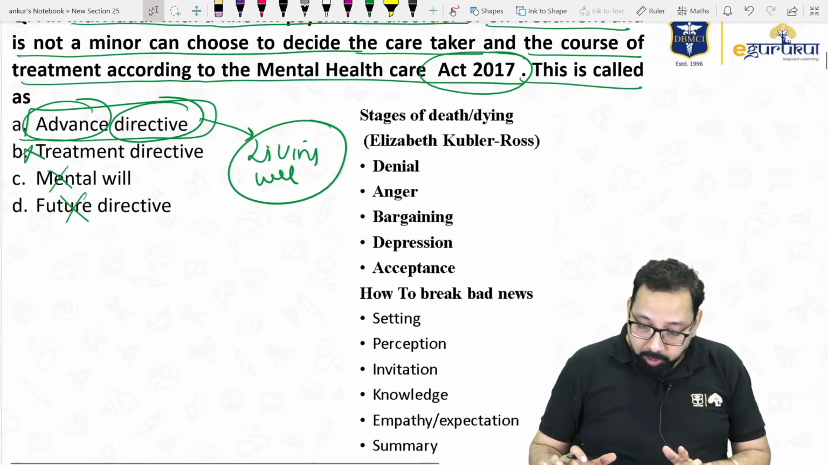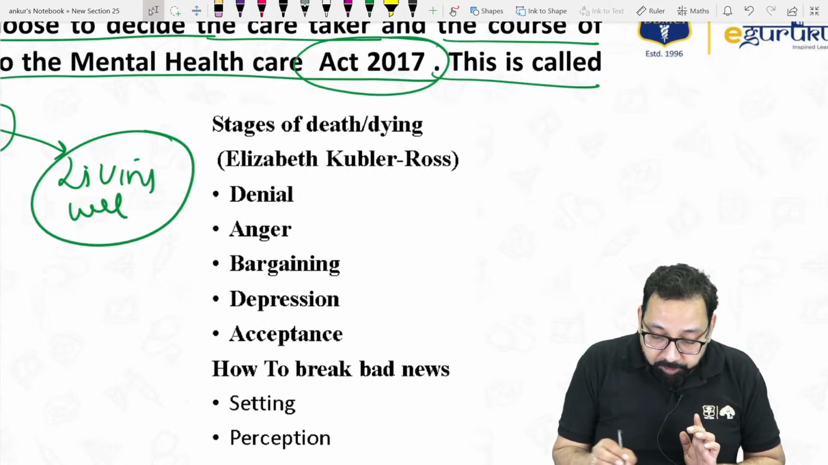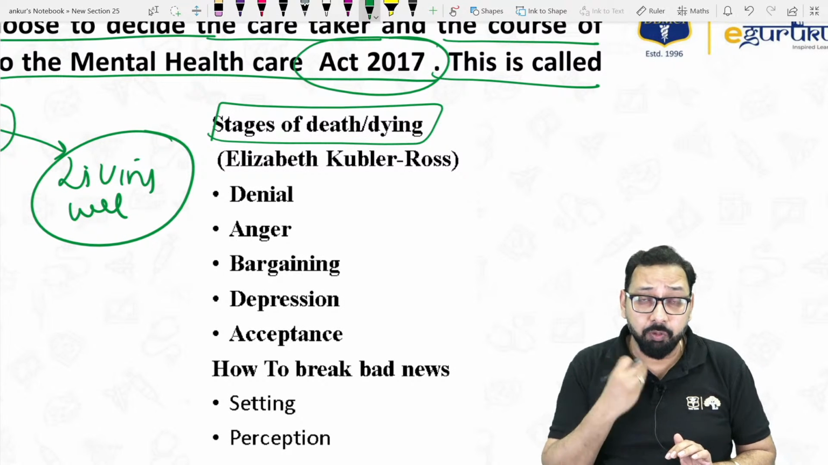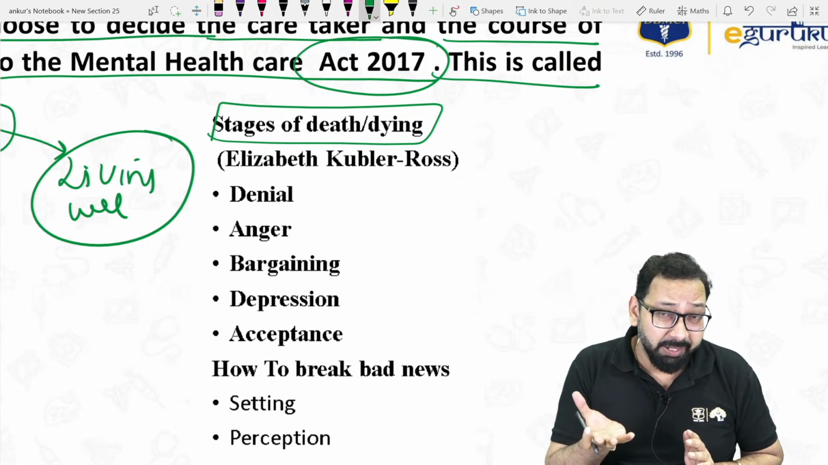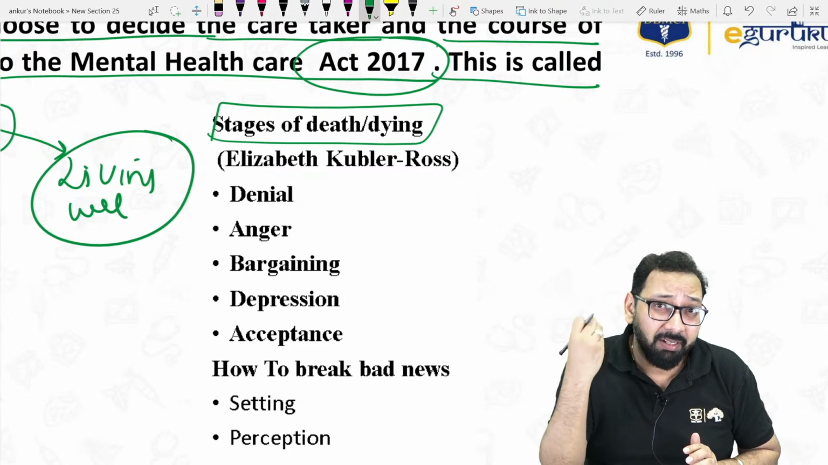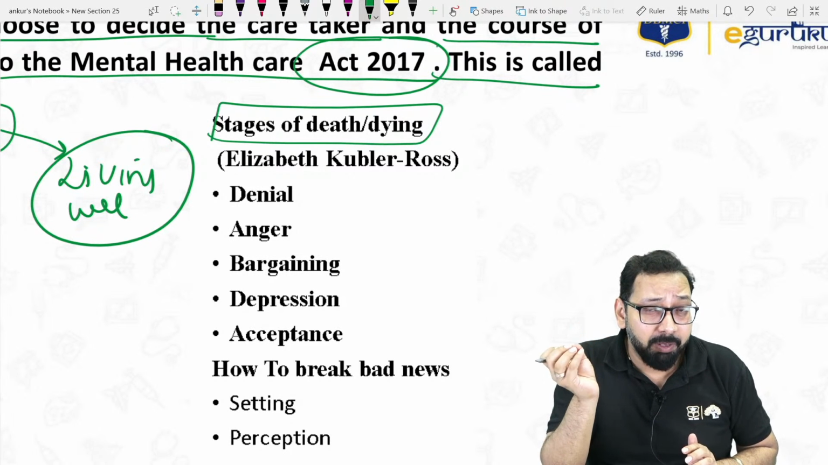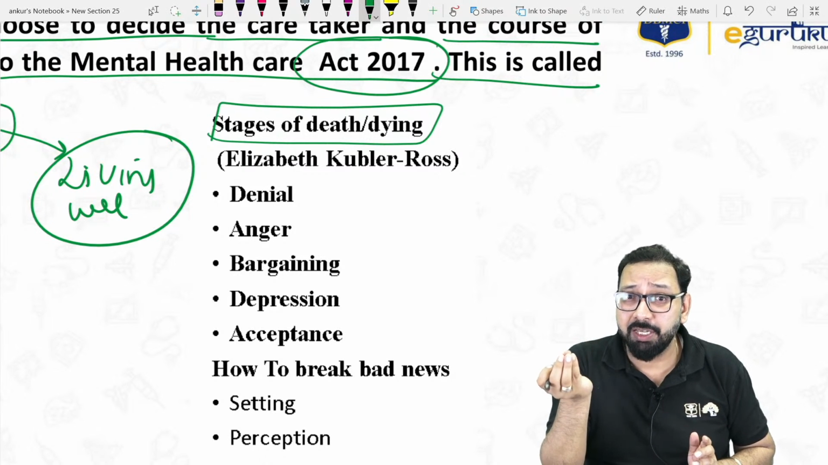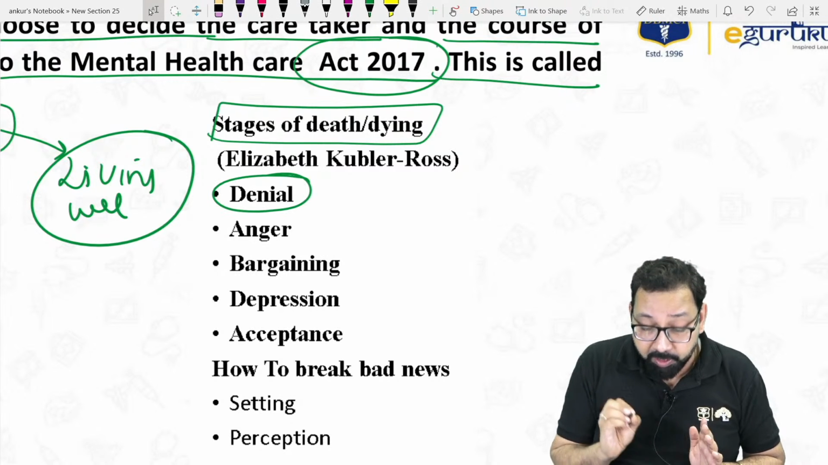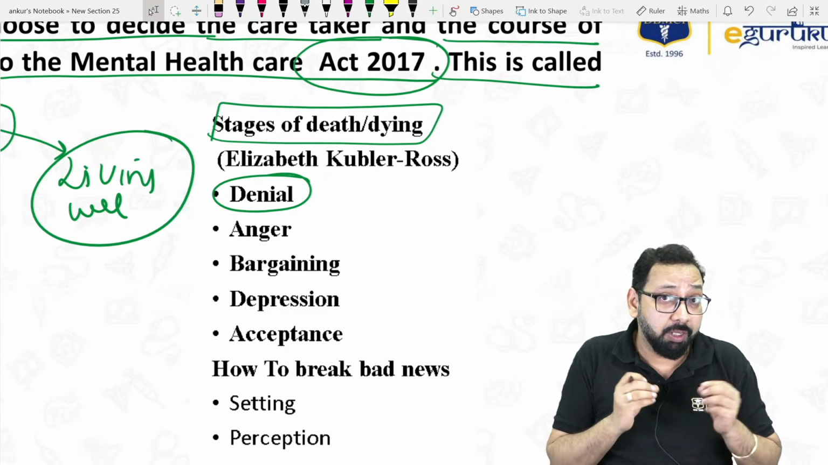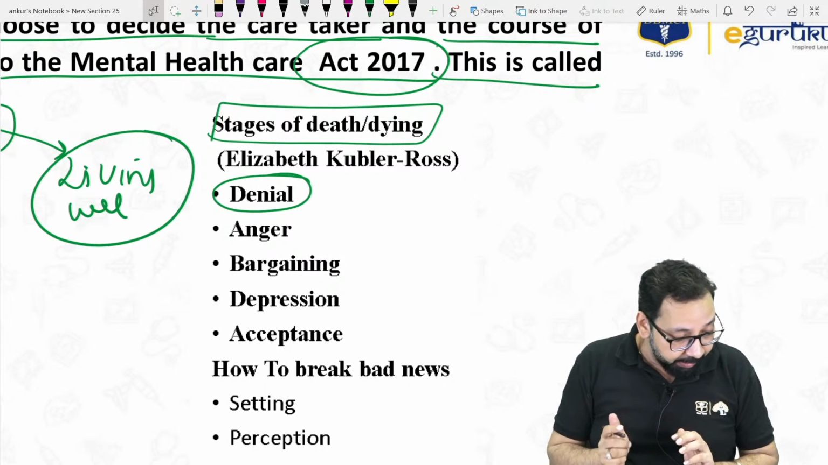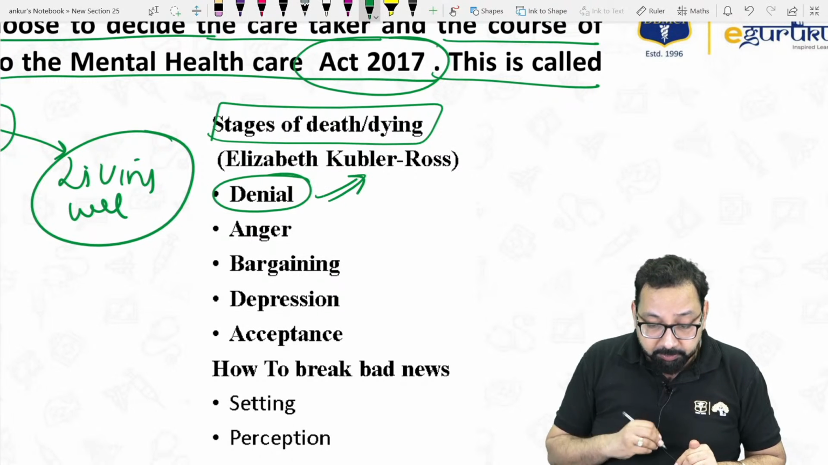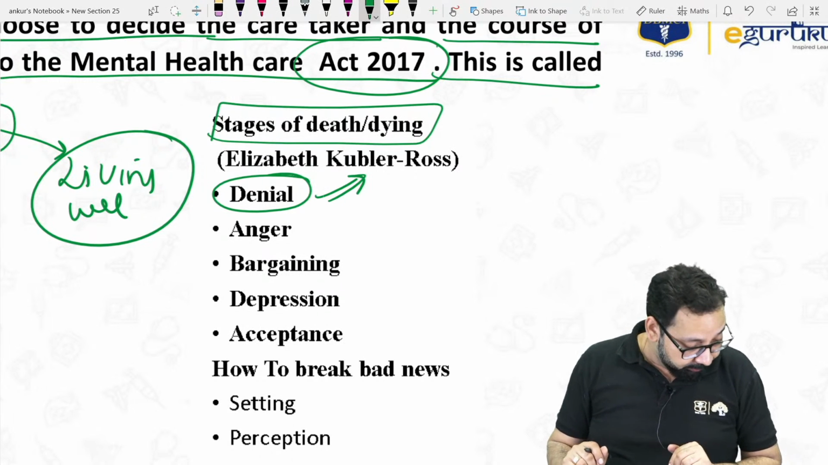This question has been asked in FMGE recently: stages of death and dying. If I come to know that I am going to die, suppose I am having carcinoma. You must have seen Munna Bhai MBBS, Jimmy Shergill. When he was diagnosed with carcinoma, he started saying, no, I can't have carcinoma, because I have not done this, I have not done that. How can I have carcinoma? So this is denial.